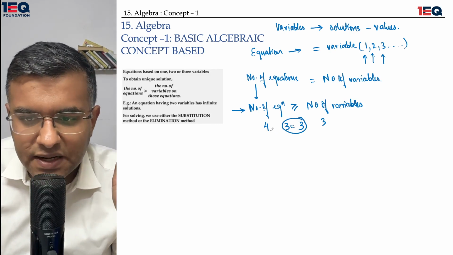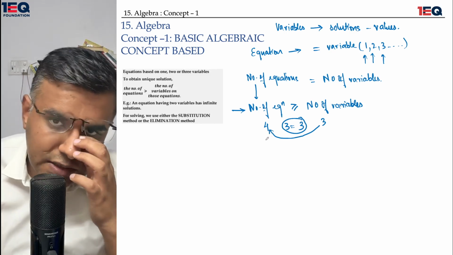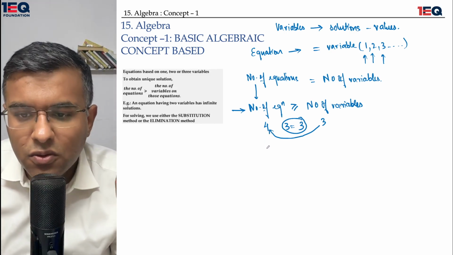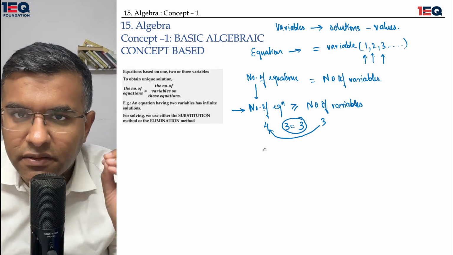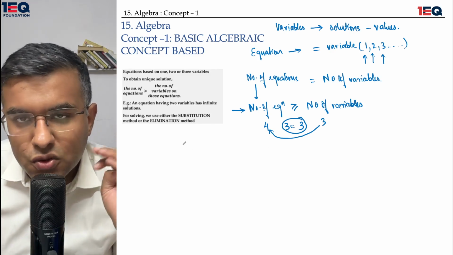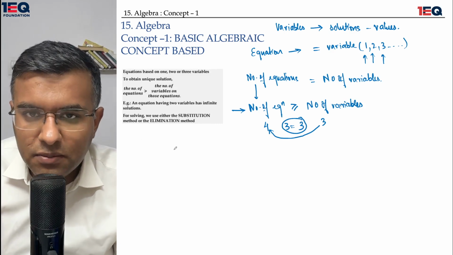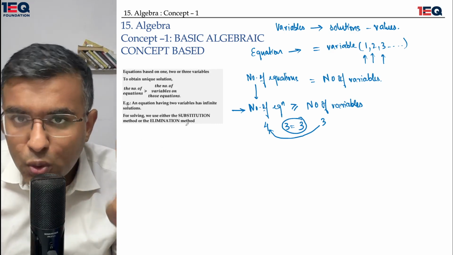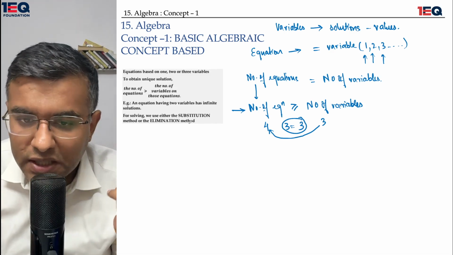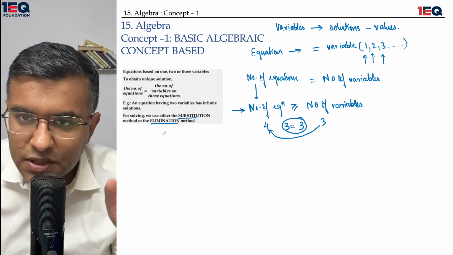Okay, it is a perfect setting. But if the number of equations is more than the number of variables, it is also completely fine. You'll still be able to find out the solution for each and every variable. Okay, so in order to solve one or two or more equations, we must know two techniques. One is that of substitution and the other one is that of elimination.